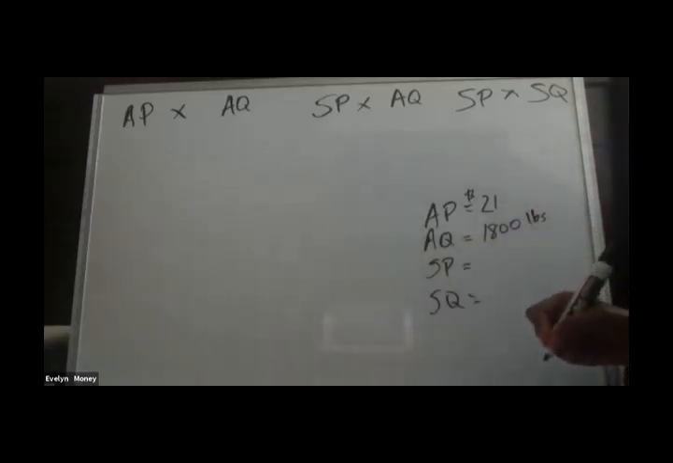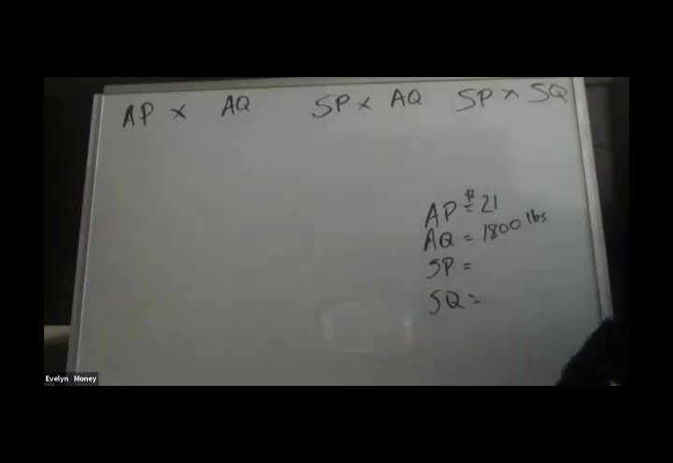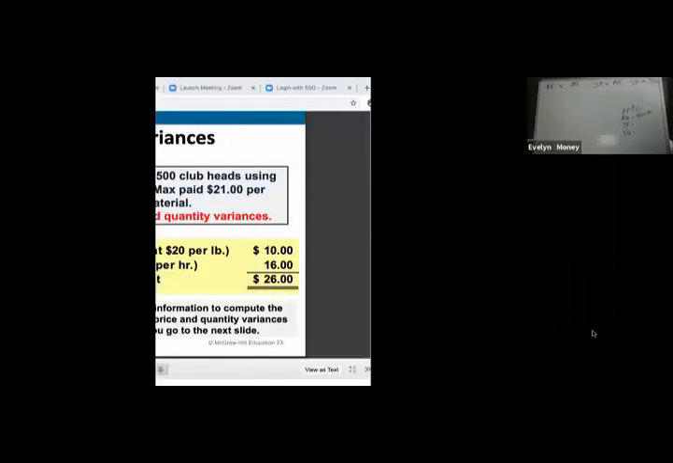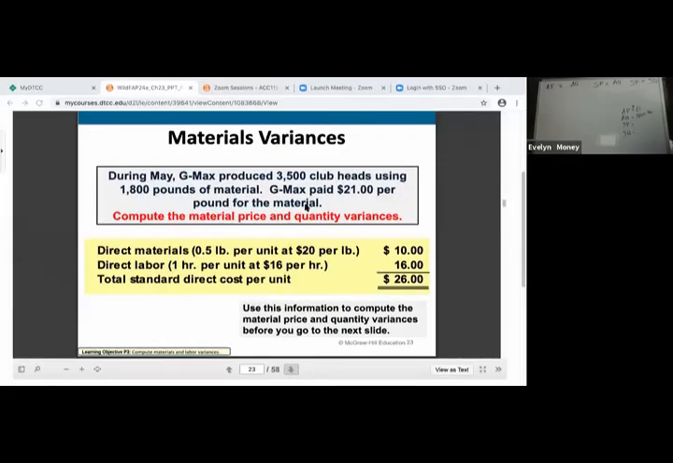The standard price, and looking again at that slide, I'm going to see if I can bounce back to the slide just for a quick second so I can point out to you where I'm getting all this stuff from. So bear with me. So the $21 is what they paid. They used 1,800 pounds of material. And now I'm on standard price. The standard price is $20 per pound. That comes from that yellow table there.